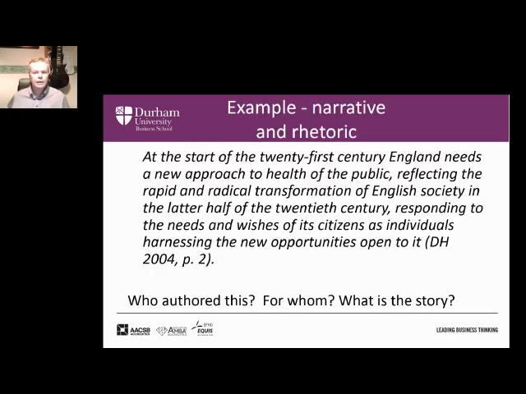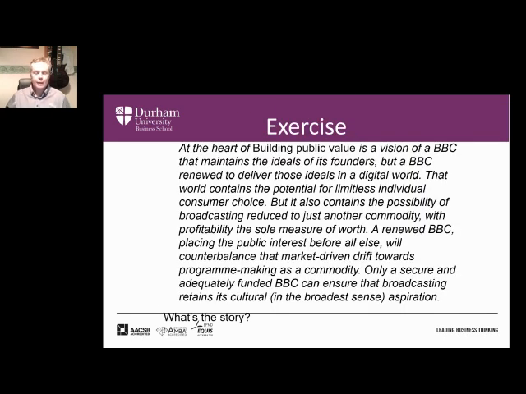Because if we went through content analysis, we might see similarities in terms of needs and wishes of citizens as individuals and limitless individual consumer choice. The content is quite similar in that respect, but it's being packaged in a completely different way. And so when it comes to thinking about documents, documentary data, these other data sources that you might have to access, you have got a real world of possibilities, because you're not bound by the content of the document, you're looking more at how that content is organised and put together.